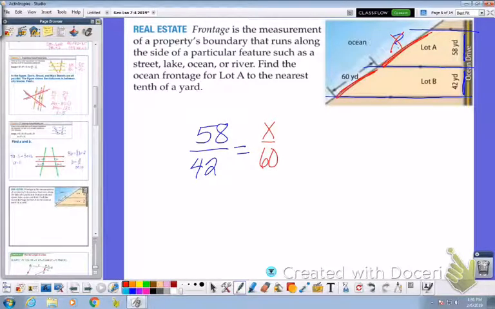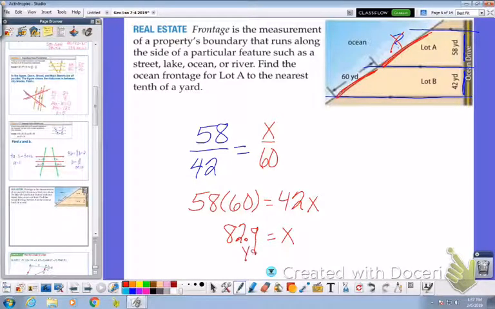Cross multiply and solve. So 58 times 60 is equal to 42x. Solve it. You end up with x as being, I believe, 82.9. And that's yards. So 82.9 yards for lot A. If you need to, go back and review the video.